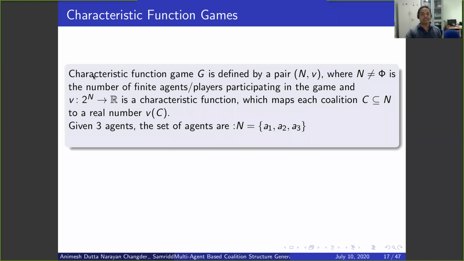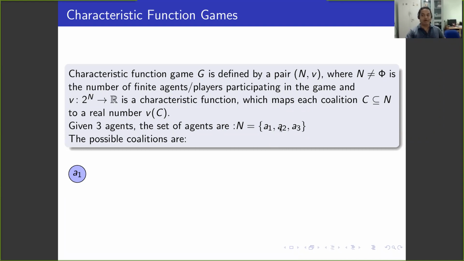There is a characteristic function game G, which is defined by a pair (n, v), where n is not null, is a number of finite agents or players participating in the game, and v is a function from 2 to the power n that gives a real value. It is a characteristic function which maps each coalition C to a real number. Let us take an example.